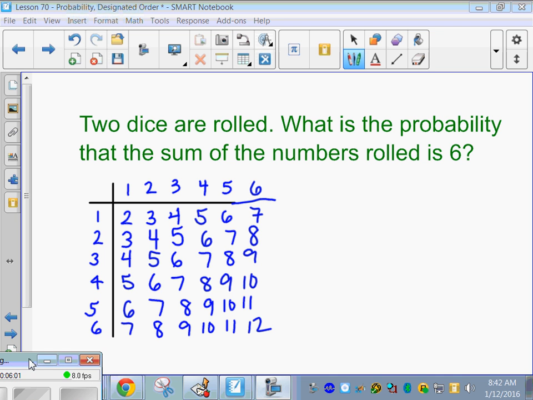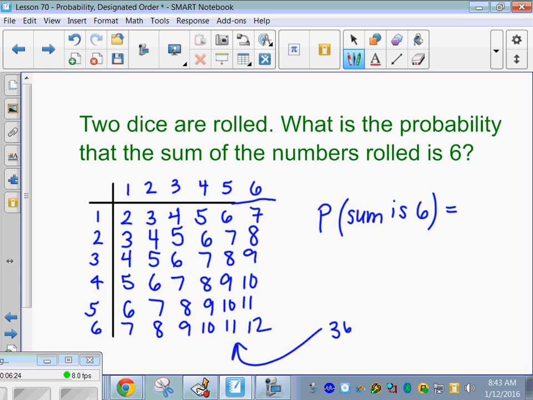All right, so first of all, we need to write our probability. So we need the probability that the sum is 6. Okay, probability of getting a 6 when we roll 2 dice. So how many total outcomes do we have here? There are 36, and there are always 36 choices because we have 6 answers this way, 6 answers this way. That's 36 total choices. So whenever you're doing a sum of 2 dice problem, it's going to be out of 36 different outcomes. That's how many outcomes we can get.